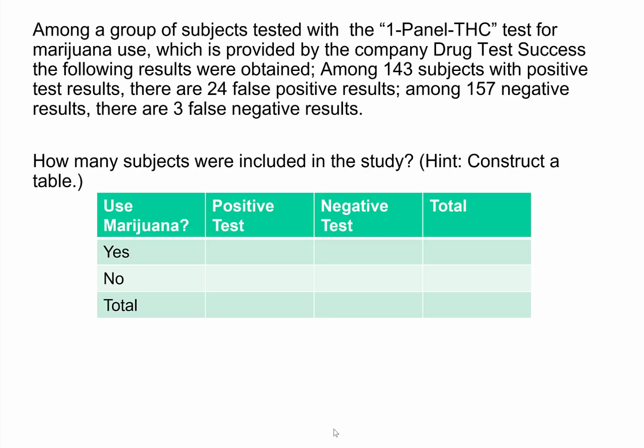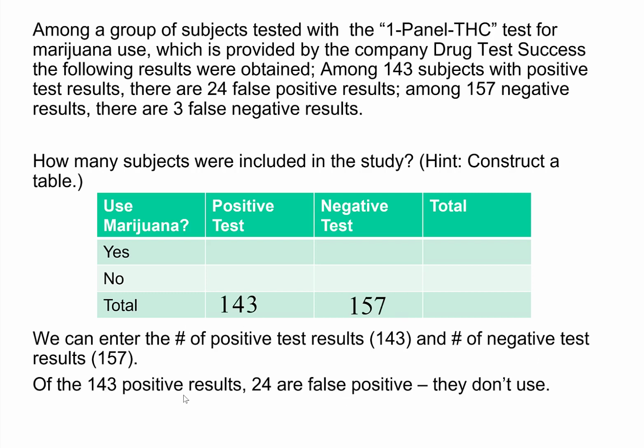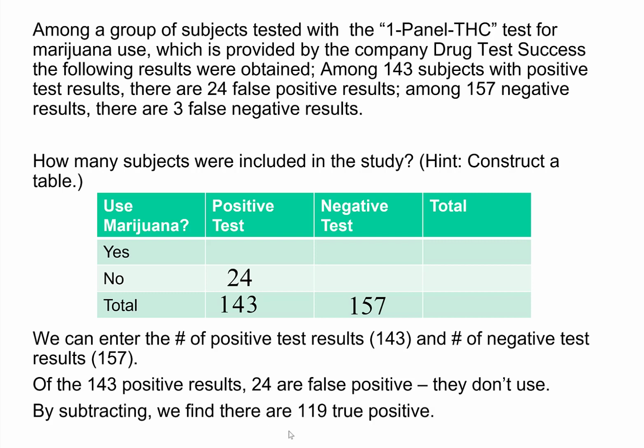So I'm going to make my table, and I've got 2 categorical variables, positive test, negative test. Use marijuana, they don't use marijuana. So let's look at the positive results. There were 143, and they told us also there were 157 negative results. So we can put those in the table. Of the 143 positive, there were 24 false positives. So that means that they were positive, but they don't use marijuana. So that goes into this cell here. And then by subtraction, I can find the true positives, which is 119.